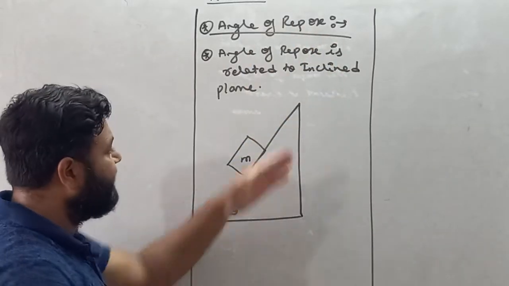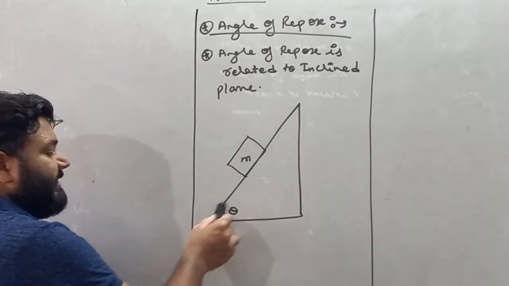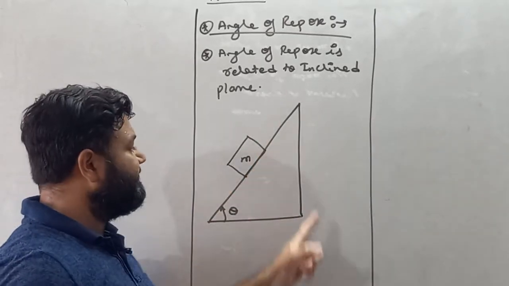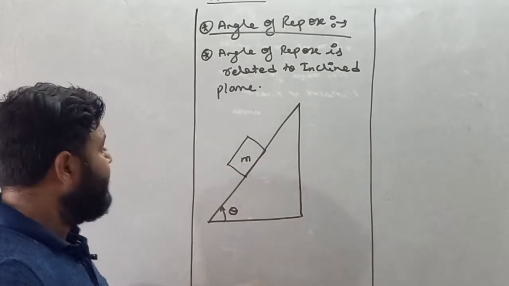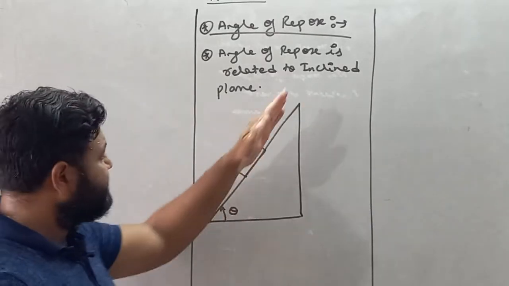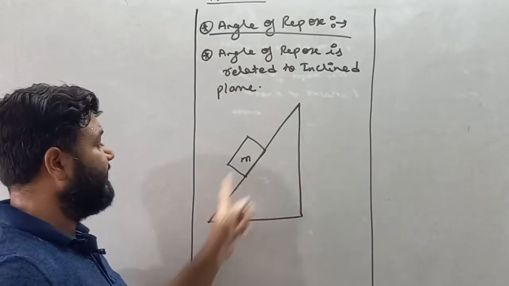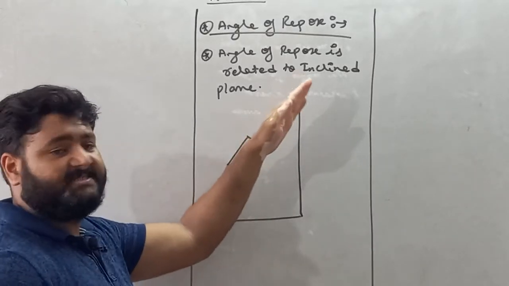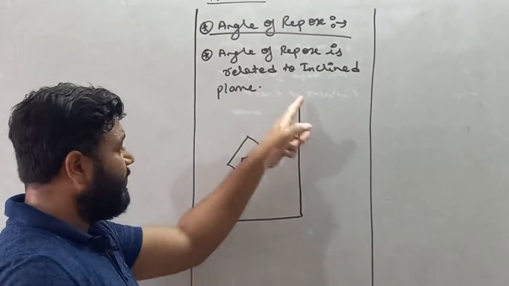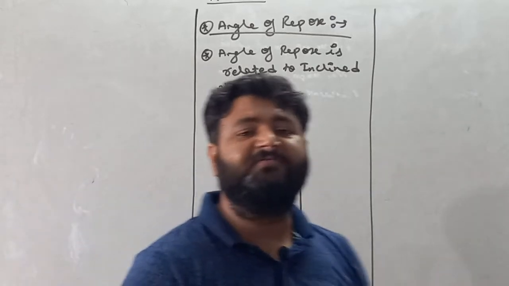I am repeating once again, we have an inclined plane. Let's suppose the angle of inclination is theta, and on this inclined plane a block is placed whose mass is m. Angle of repose means that minimum angle of the inclined plane on which this block remains at rest on this inclined plane. That angle is called angle of repose.